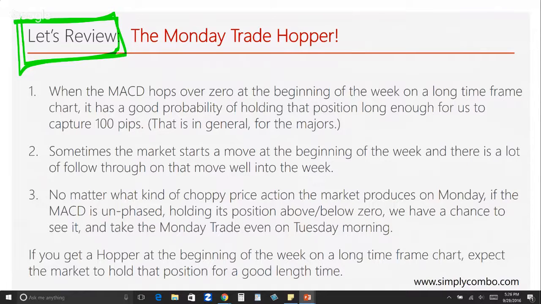Sometimes the market starts a move at the beginning of the week, and there's a lot of follow through on that move well into the week. No matter what kind of choppy price action the market produces on Monday, if the MACD is unfazed by that, holding its position above or below 0, we have a chance to see it and take that Monday trade even on Tuesday morning. So on Monday or Tuesday, we have the opportunity to pick up the Monday trade hopper. If you get a hopper at the beginning of the week on a long time frame chart, expect the market to hold that position for a good length of time.